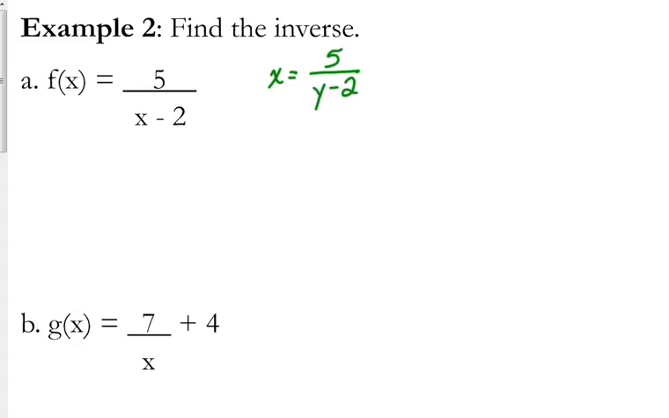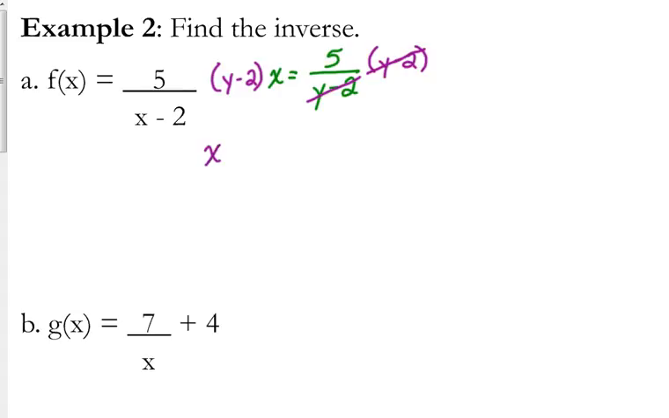Now, we've got to be careful with this. We've got to get y by itself. Right now, y is in the denominator, so we've got to get it out of the denominator. So we're going to multiply both sides by y minus 2. So it cancels on the right side.